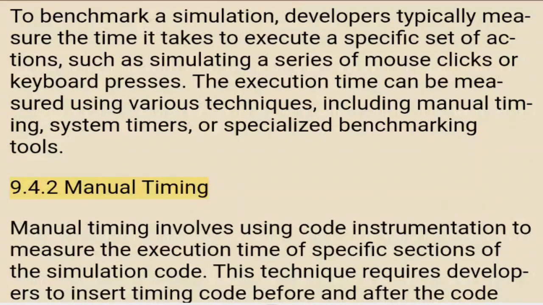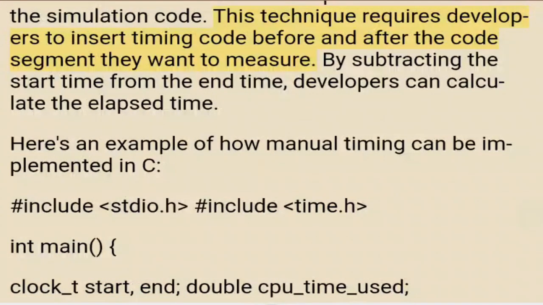9.4.2 Manual timing. Manual timing involves using code instrumentation to measure the execution time of specific sections of the simulation code. This technique requires developers to insert timing code before and after the code segment they want to measure. By subtracting the start time from the end time, developers can calculate the elapsed time. Here's an example of how manual timing can be implemented in C.